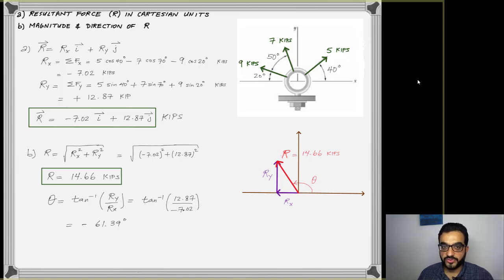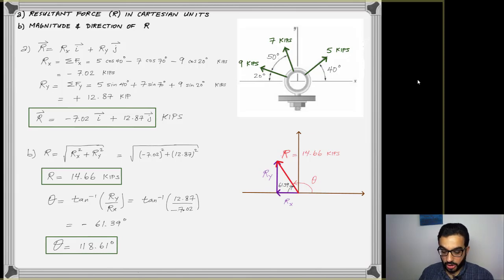Now, how this 61.39 relates to the visualized angle on the figure, it's actually the one that adds up to 180 degrees with the theta that we want. So the actual theta that we want, usually we measure the angles from the positive x direction. So here in this case, theta is equal to 180 minus 61.39, so you end up with 118.61 degrees.